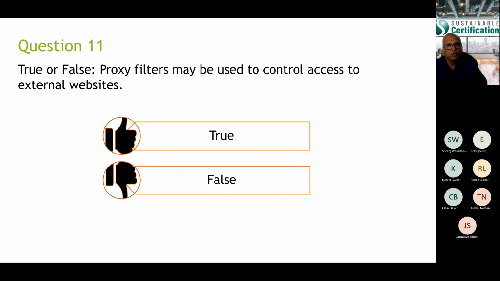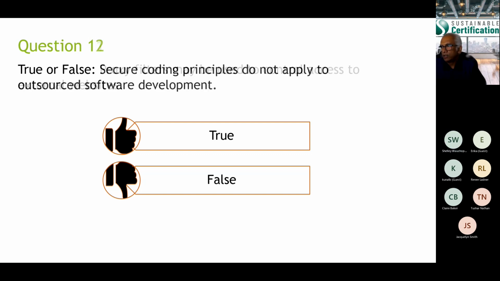Then, proxy filter may be used to control access to external websites. Anyone? Yeah, I'm unsure as well. We don't know. See, web filtering can be done through various means. One of the ways is that a proxy filter may be used. So that way it is true, basically.